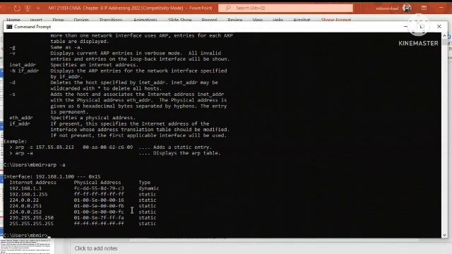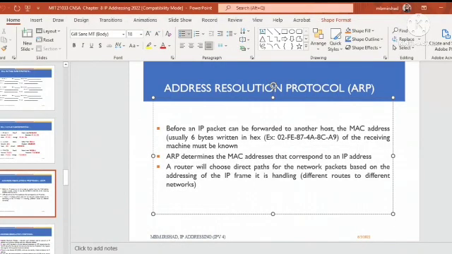Nowadays you have a web interface also to configure the switches and routers. But as a network professional, you must be familiar with the command prompt. So that is what I am coaching you on, giving you training this time. That is ARP.